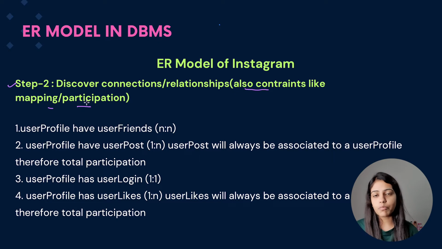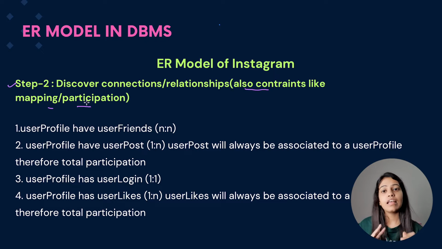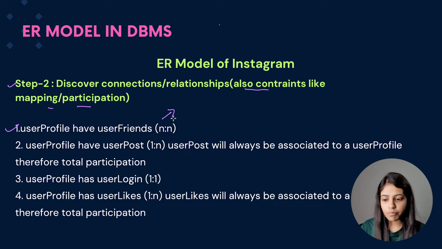So the very first step was to identify the entities. The next step was to identify the attributes or the characteristics of all those entities. And the third step is to establish the relationship between the entities, to know the mapping constraints, like how they are mapped with each other, one to one, one to many, many to many, or many to one. Now here, the first relationship is user profile will have user friends. So n number of profiles can have n number of friends.